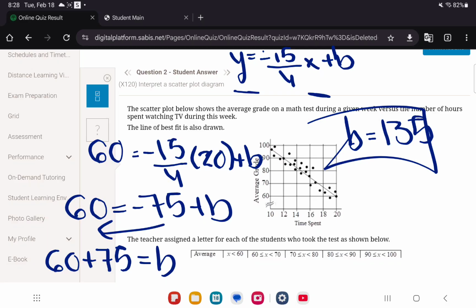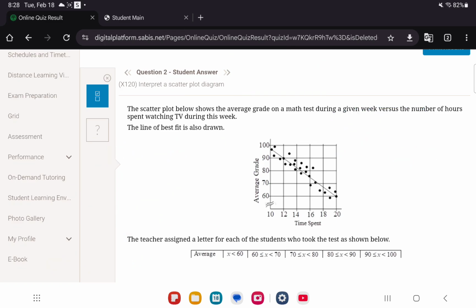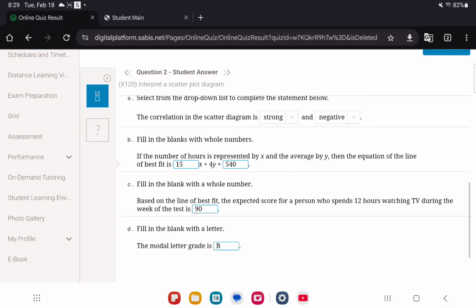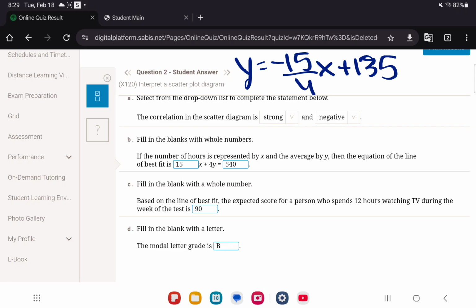We found your y, we found your m. Let's write the equation whole. We have y equals minus 15 over 4x plus 135. Now, when we go down, let me write the equation here so you can see it again: minus 15 over 4x plus 135. When you go down, what do you see beside the y?